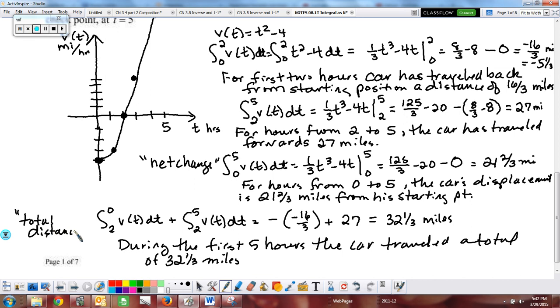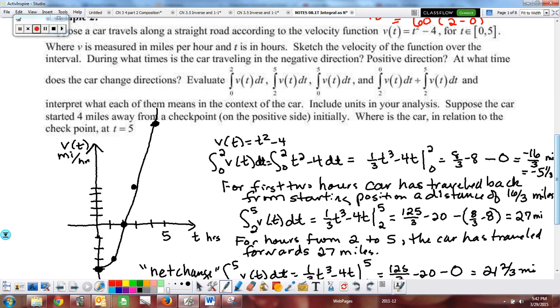So hopefully this is all review of things that you should already know from our discussions earlier when we were doing the fundamental theorem of calculus. So when you are including and analyzing these comments and these definite integrals, you should always include units. Now, notice they gave you some additional information. Maybe I'll need to go back and adjust some things for that. It's called read the problem. Started 4 miles away from a checkpoint. So now I know where I started, 4 miles away on the positive side initially.